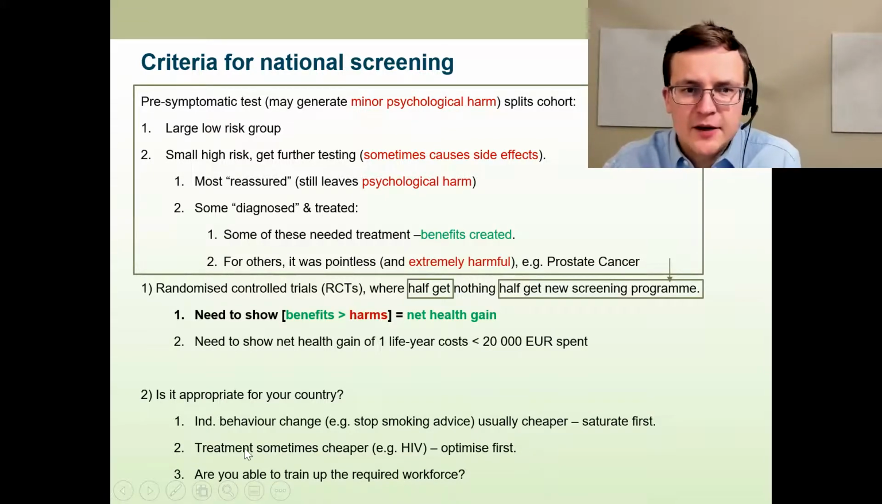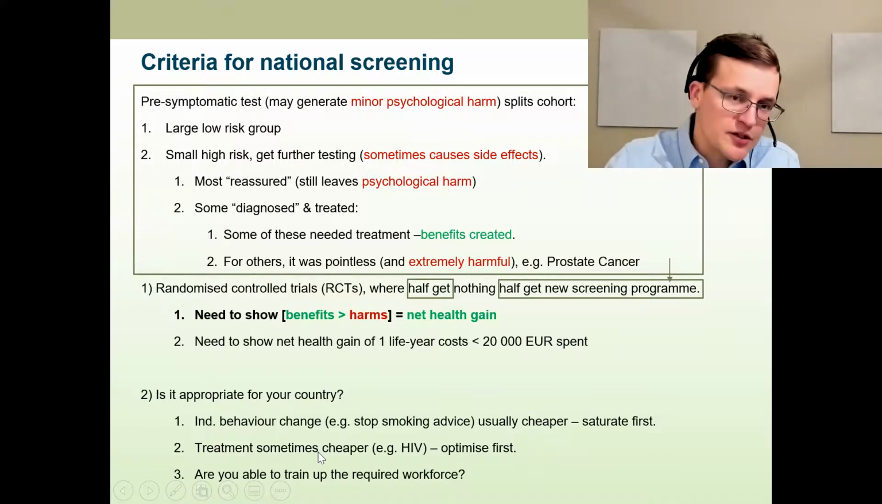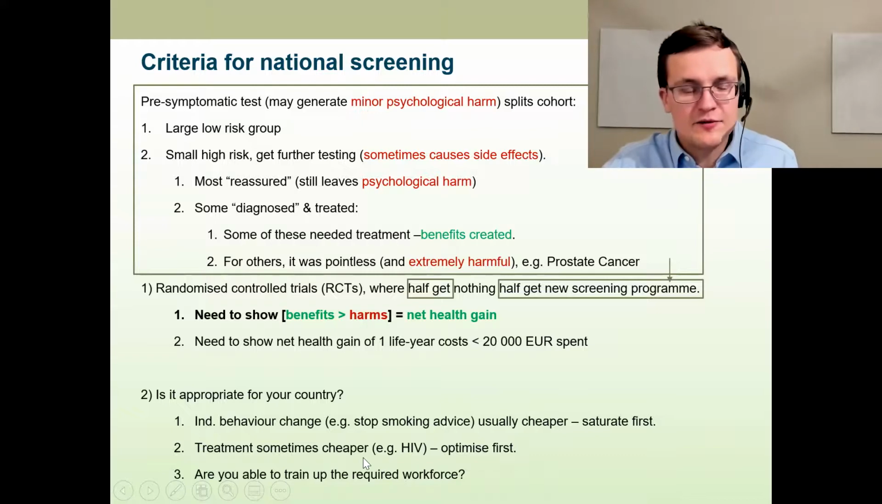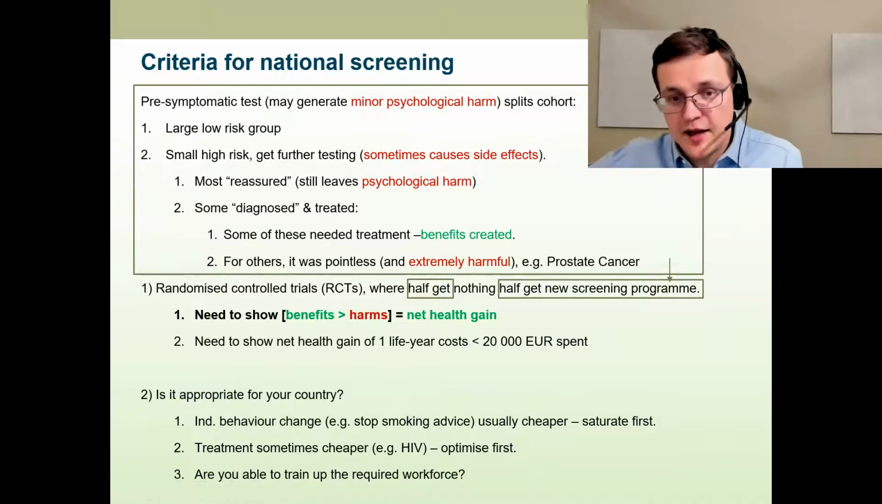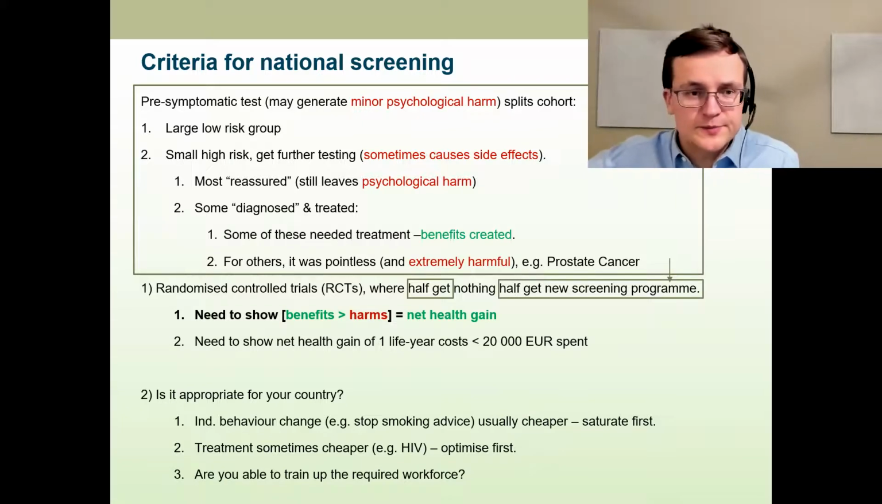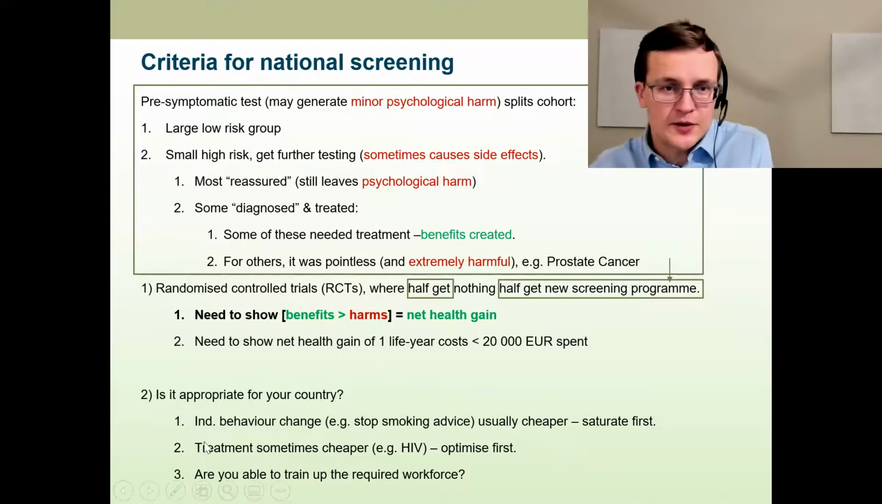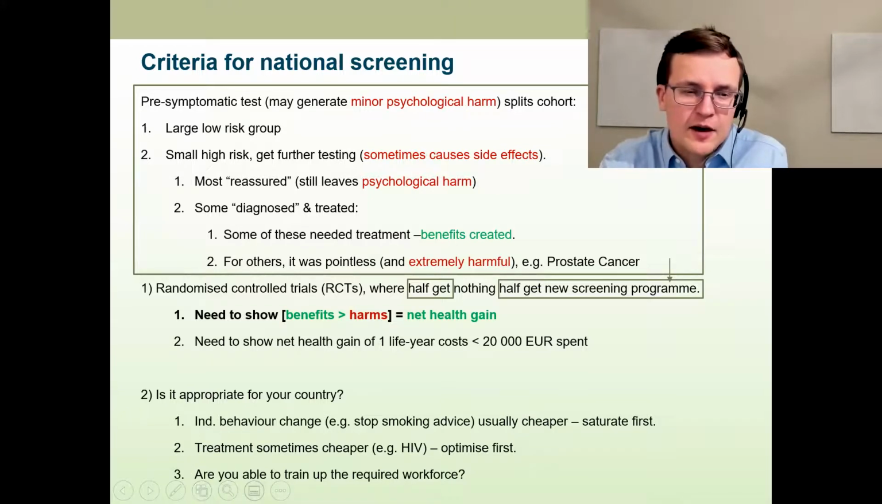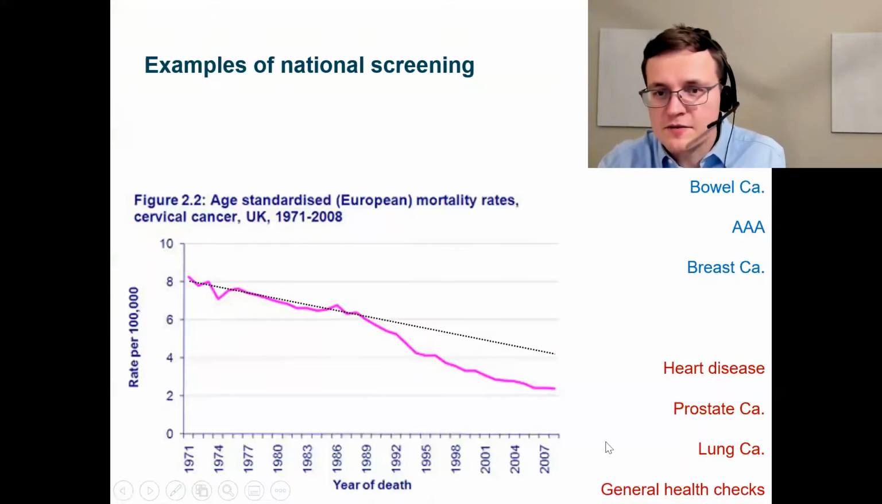I'll mention briefly how occasionally treatment approaches do actually prevent. So with HIV, if you get everybody who's properly diagnosed on proper treatment, that helps them not pass it on to other people. And they should also be optimized before you start thinking about HIV mass screening programs. Again, for cost reasons.